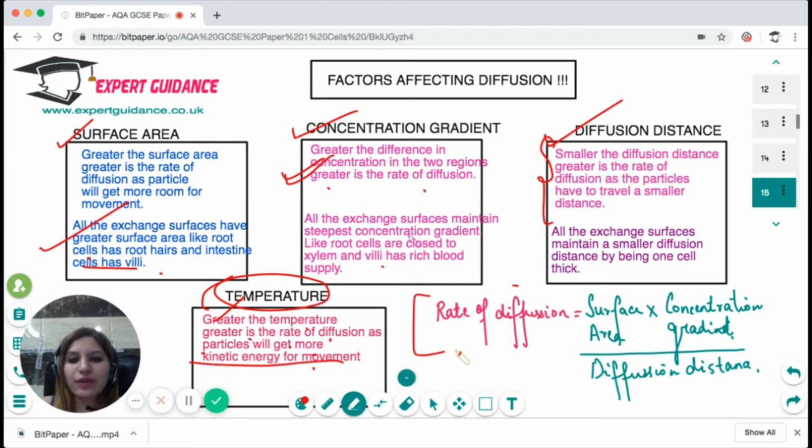So to summarize, I can say that the rate of diffusion is surface area times the concentration gradient divided by the diffusion distance. And you need to remember that, because if any question on adaptation for diffusion comes in, you need to talk about all these four factors: how that particular surface is maintaining a higher surface area, greater concentration gradient, smaller diffusion distance, and temperature.